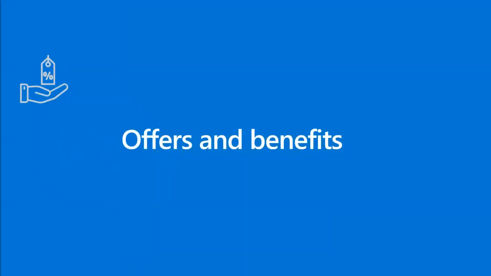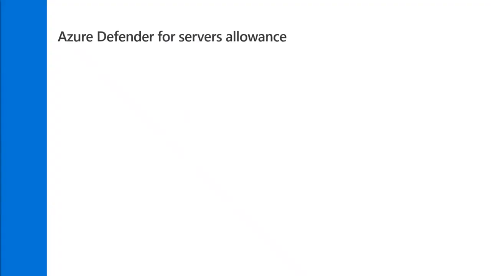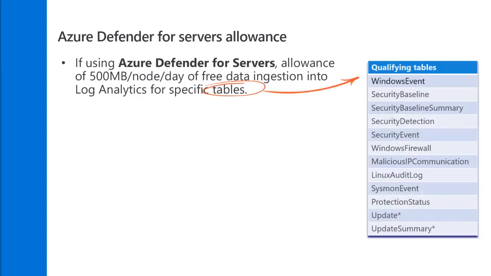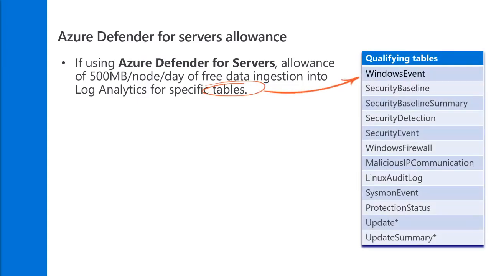All right, let's take a look at offers and benefits, starting with the Azure Defender for Servers allowance. Now, this offer is based on if you have deployed Azure Defender for servers and use the same workspace for Azure Sentinel, then you qualify for an allowance of up to 500 megabytes per node per day of free data ingested into Log Analytics for specific tables that have been called out over on the right side there.